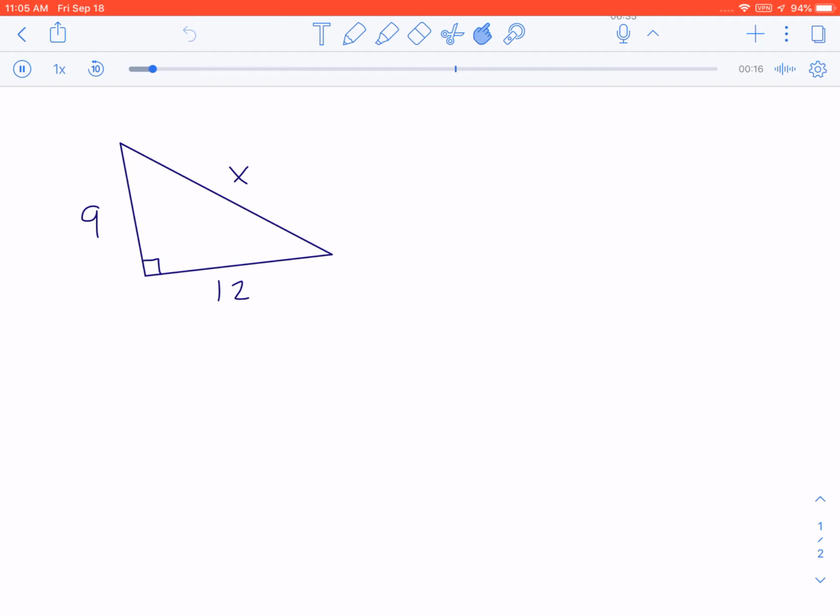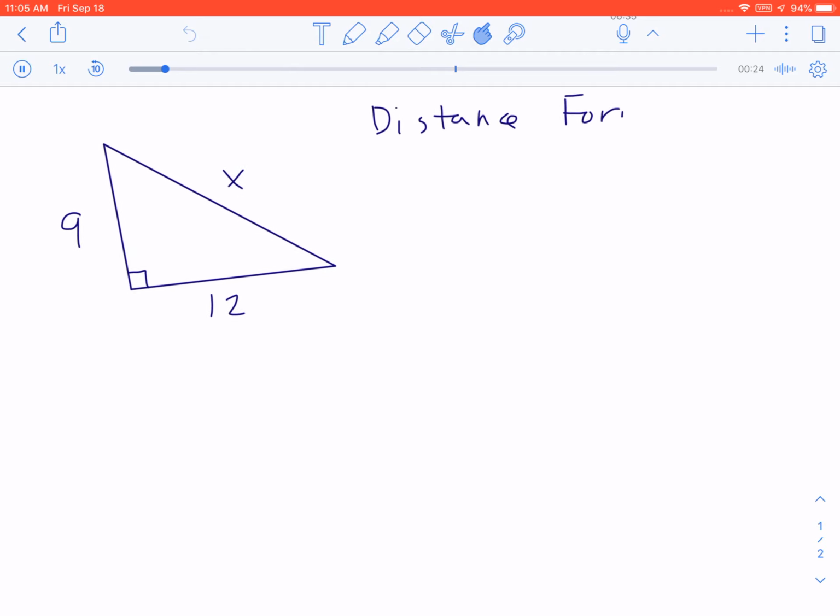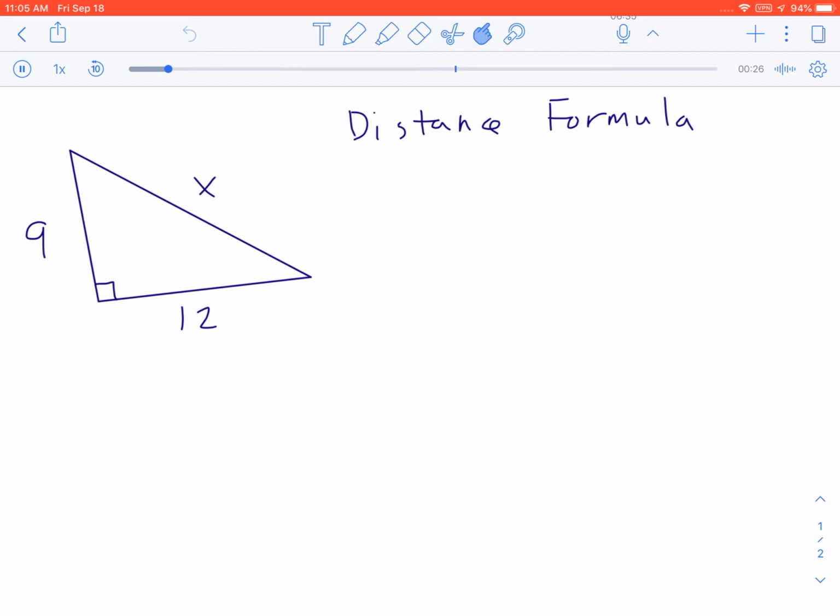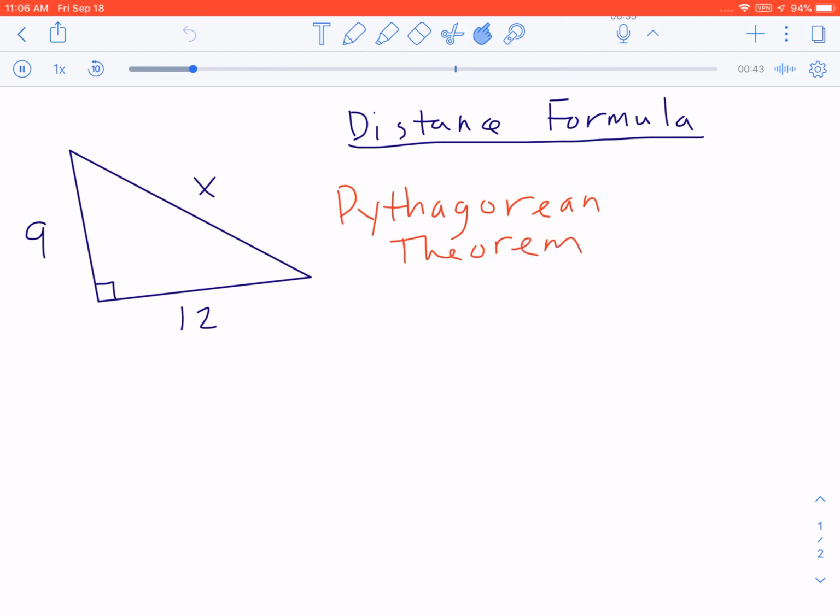But today, ultimately we're going to talk about something called the distance formula. But before we talk about the distance formula, we're going to talk about something you should be familiar with, called the Pythagorean Theorem. I hope that's a familiar thing, and I hope that most of you know what the Pythagorean Theorem is to some extent.